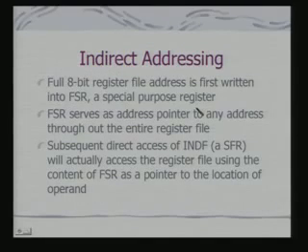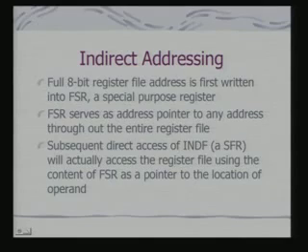In indirect addressing, PIC uses a slightly more complex structure. The full 8-bit register address is first written into FSR, which is a special purpose register. FSR serves as an address pointer to any address throughout the entire register file. The subsequent direct access of another special function register, INDF, will actually access the register file using the content of FSR as a pointer to the location of the operand.